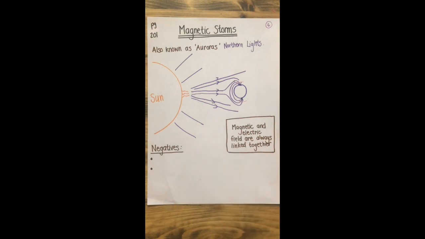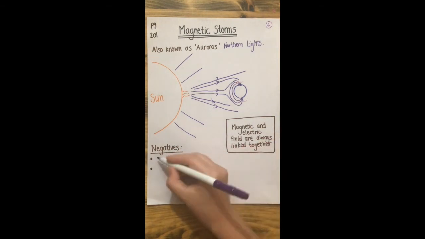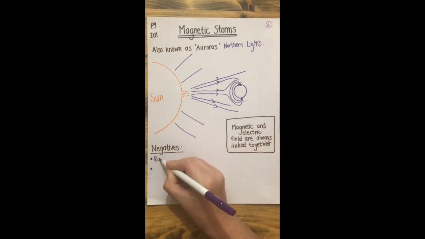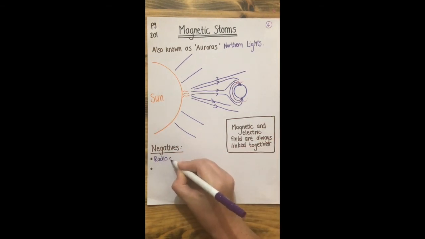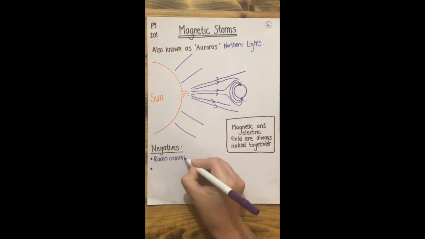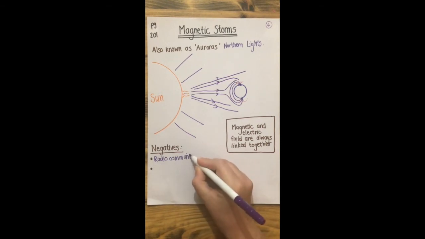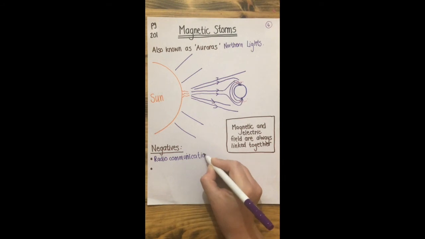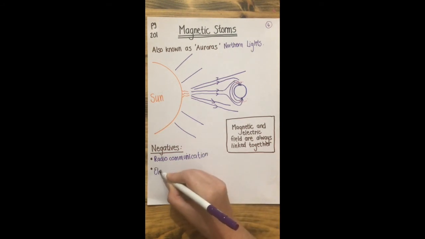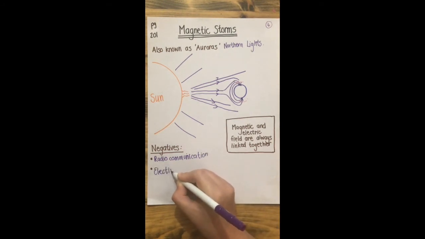The way that this affects the earth is that our radio communication is disrupted, and electricity is interrupted.